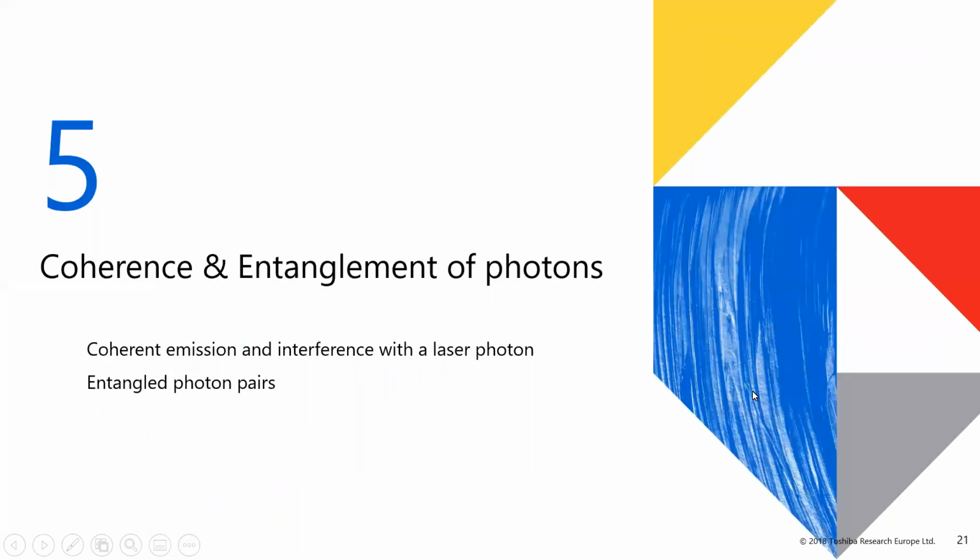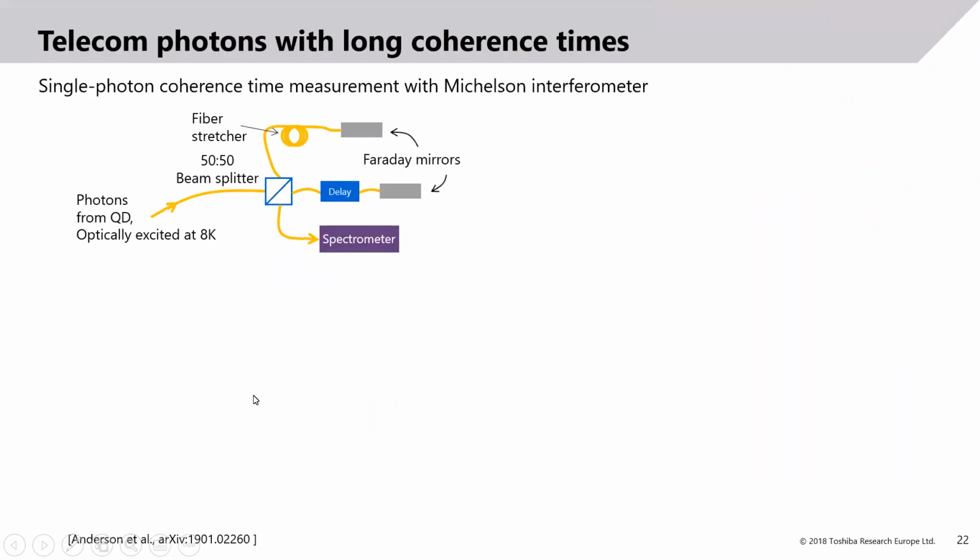So now that we know how these dots function and how we create our devices, let's have a quick look at the coherence and entanglement properties of the photons. So first, I'll show you how coherent our photons are, and then how we measure the entanglement.